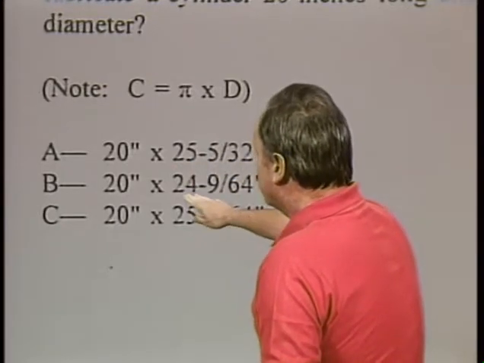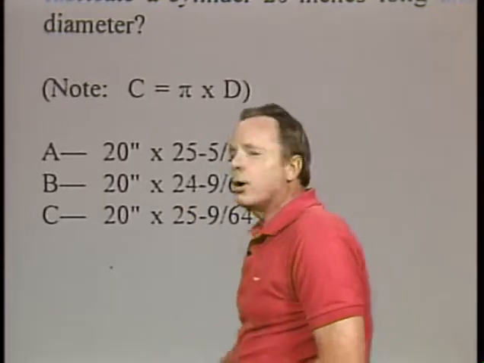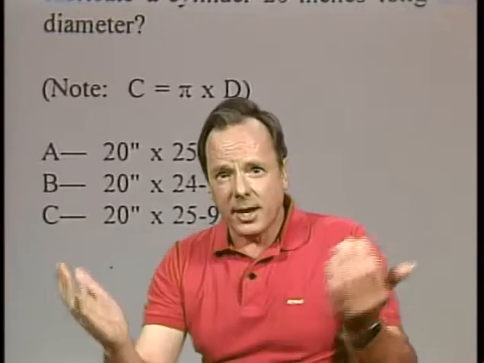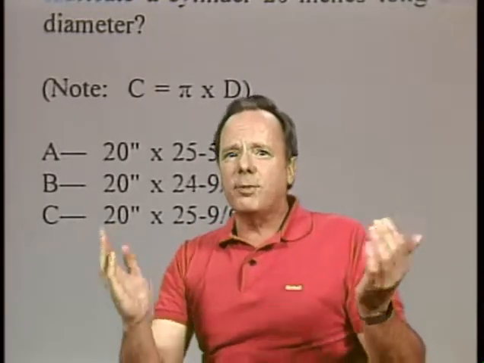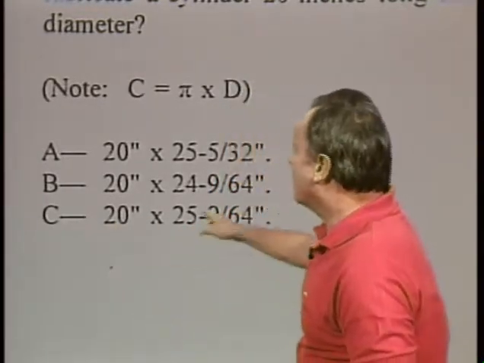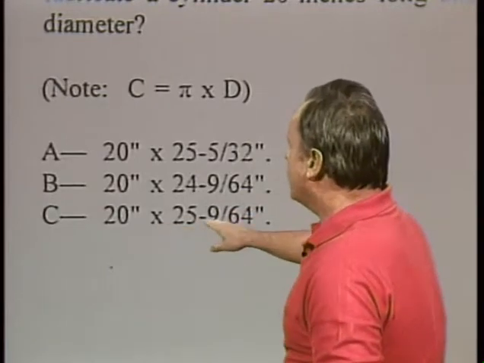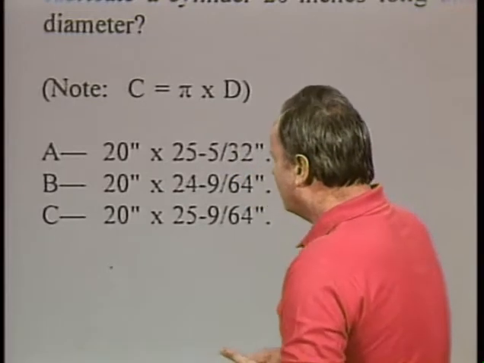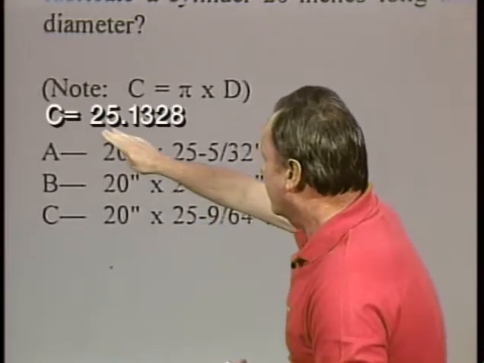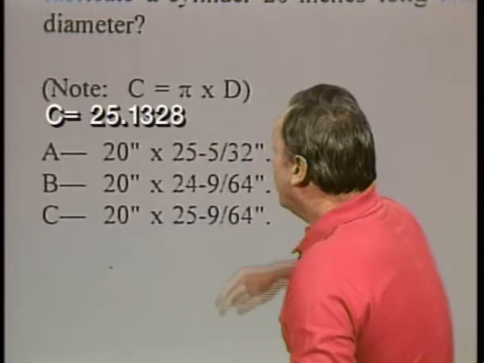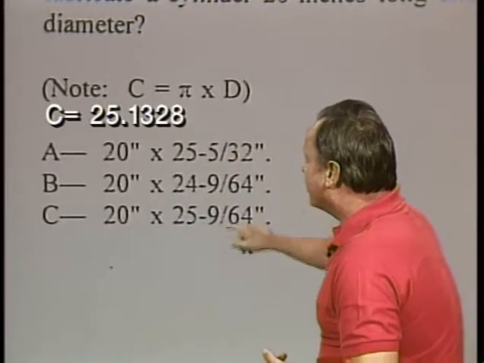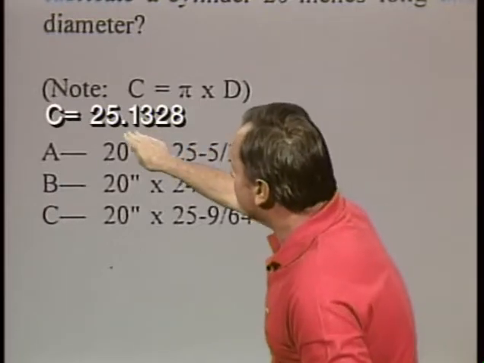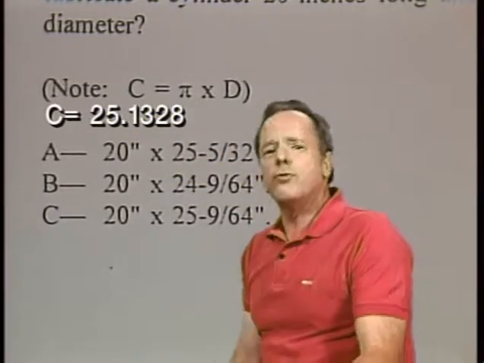Now hold it. We got one with only 24 inches, so you know you can throw out answer B right off. Now if you were actually going to fabricate this thing, you would want to use just enough metal, but not too much. So we're looking for an answer that's over 25 inches and just the right length, which is 25.1328. So here's what we're looking for, 25.1328. And all we have to do is figure out which one of these fractions, 9/64 or 5/32, comes to just over 0.1328, but not too far over.